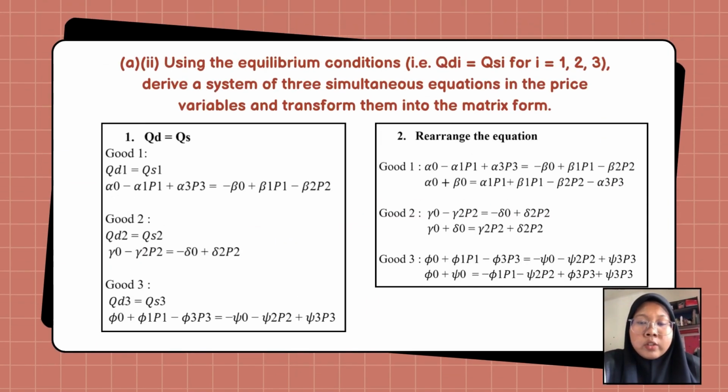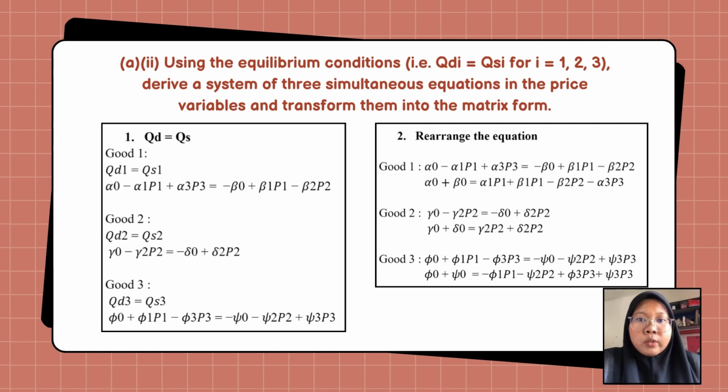Next, we continue with question A2. Use the equilibrium condition QDi equal to QSi for i equals 1, 2, 3. Derive the system of simultaneous equations in the price variables and transform them into matrix form. So for the answer to A2, the first step is to arrange the equations for good 1, good 2 and good 3 in the equilibrium condition, which is QD equal to QS.